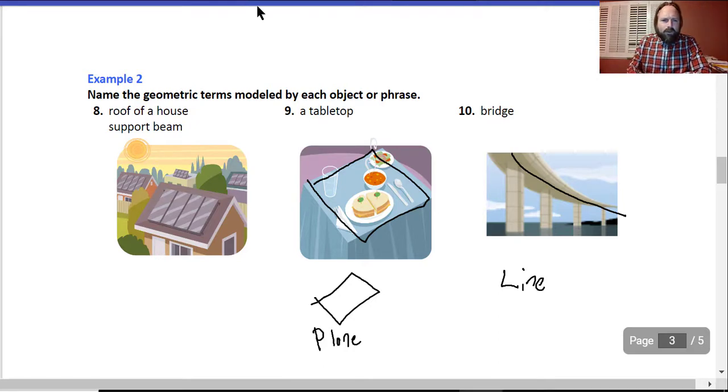So it says a roof of a house support beam. All right, so that's talking about this. And if it continues this way, this way, and this way, and this way forever, I mean, that's a plane. It extends. Let's go on.